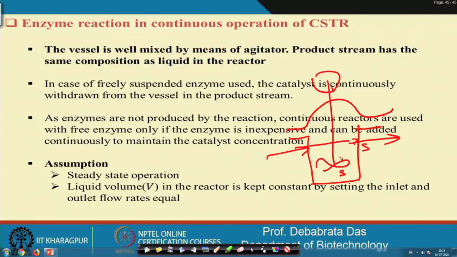The only problem with that, in the case of a freely suspended enzyme, is that when there is a flow, the enzyme present in the reactor also leaks from the system; it will go out with the liquid. So, if we do not add any enzyme, then what will happen? A time will come when there is no enzyme present in the reactor, so your total reaction will stop. This is the kind of problem that we have when we talk about enzymatic reaction by using suspended enzymes. Now, let us see how we can analyze this system.